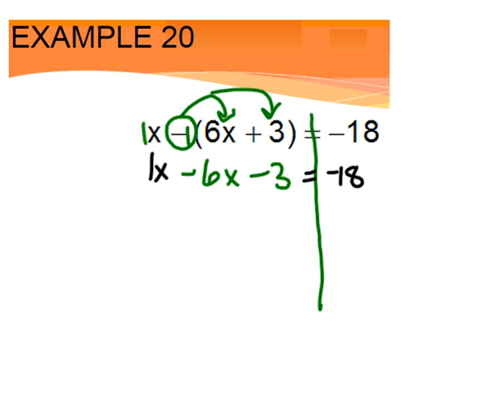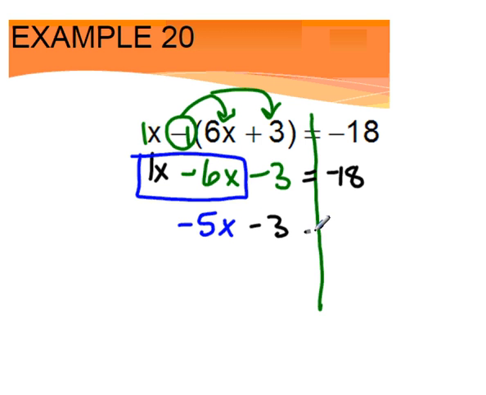After we have distributed, we can combine our like terms. Remember that like terms have to have the same variable. So I start over here where I have an x and an x. Those are definitely like terms. However, this -3 does not have an x. It is a constant, so it cannot be combined. So 1x and -6x will give us -5x. And then I can bring down the -3 and the equals -18.